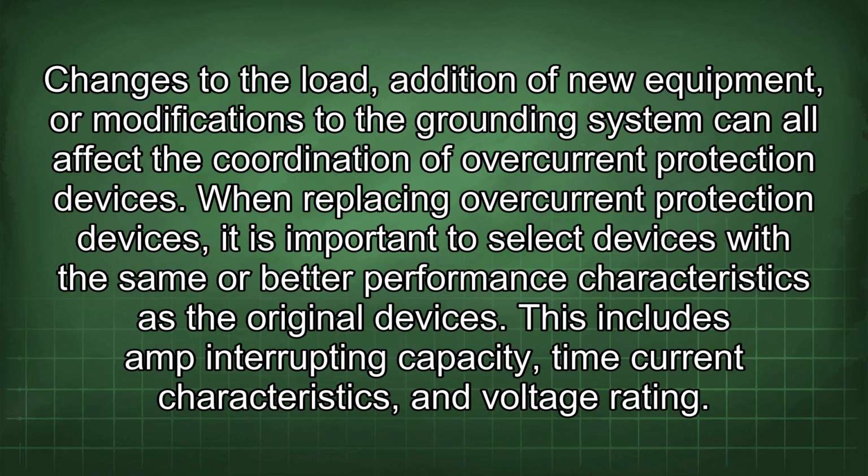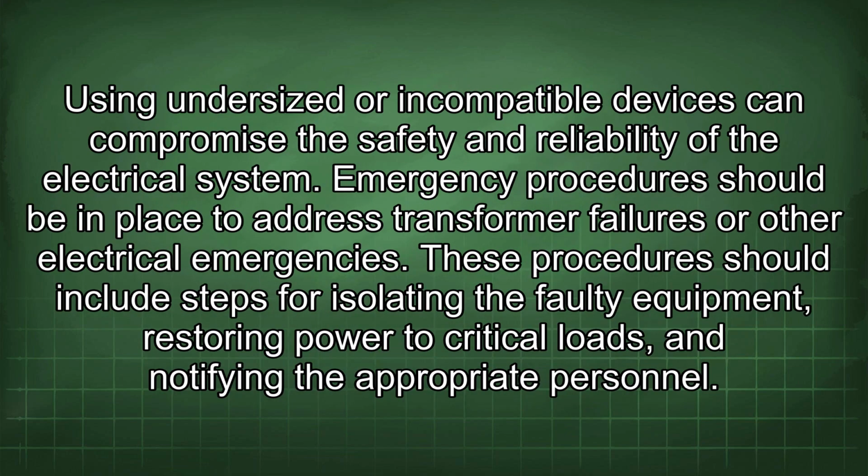When replacing overcurrent protection devices, it is important to select devices with the same or better performance characteristics as the original devices. This includes amp interrupting capacity, time current characteristics, and voltage rating. Using undersized or incompatible devices can compromise the safety and reliability of the electrical system.